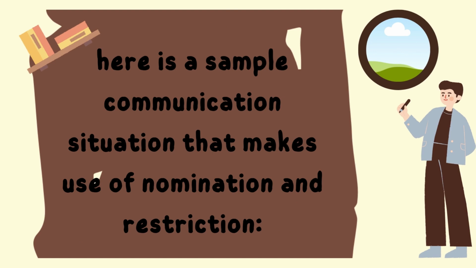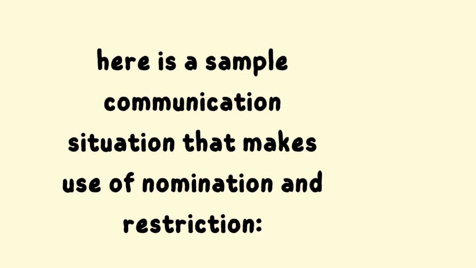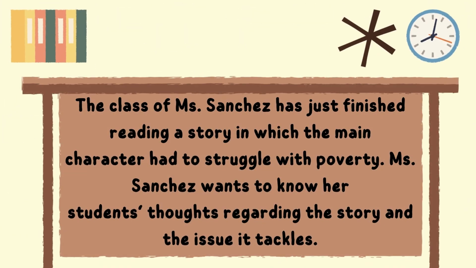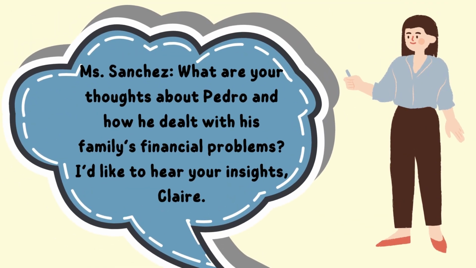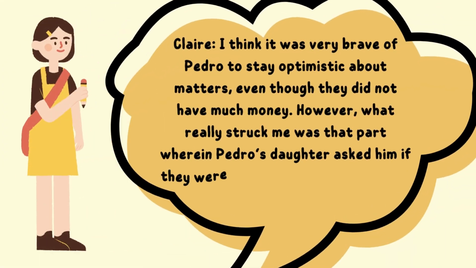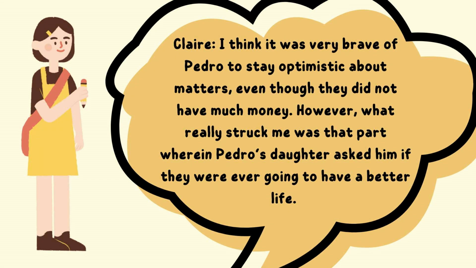Here is a sample communication situation that makes use of nomination and restriction. What are your thoughts about Pedro and how he dealt with his family's financial problems? I'd like to hear your insights, Claire. I think it was very brave of Pedro to stay optimistic about matters, even though they did not have much money. However, what really struck me was that part wherein Pedro's daughter asked him if they were ever going to have a better life.